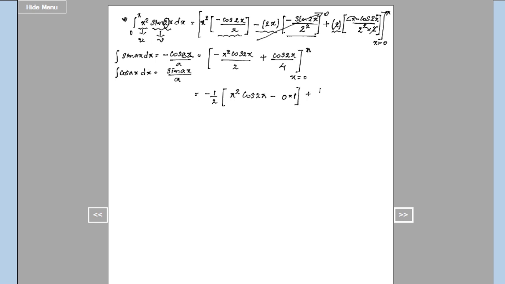Similarly I will apply the limit for the second term. I have 1 by 4 as a constant. I will take that out and apply the limit: cos 2 pi minus cos 0. Cos 0 is what? 1.